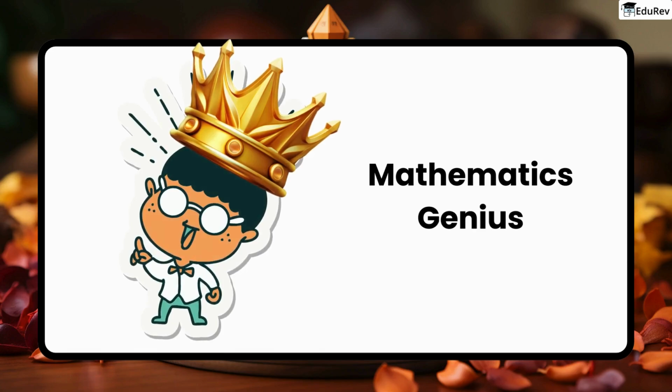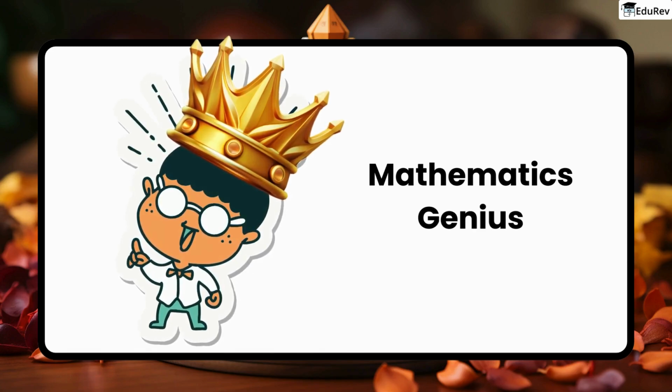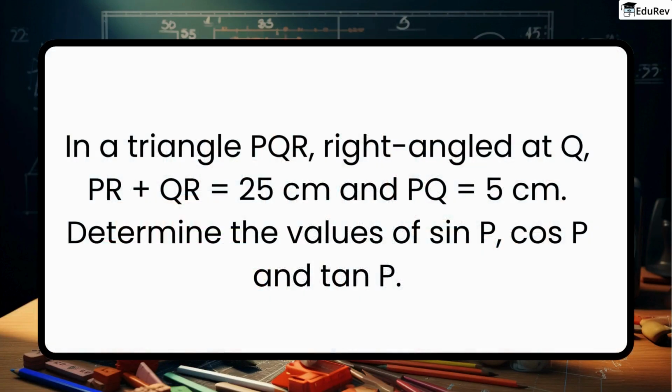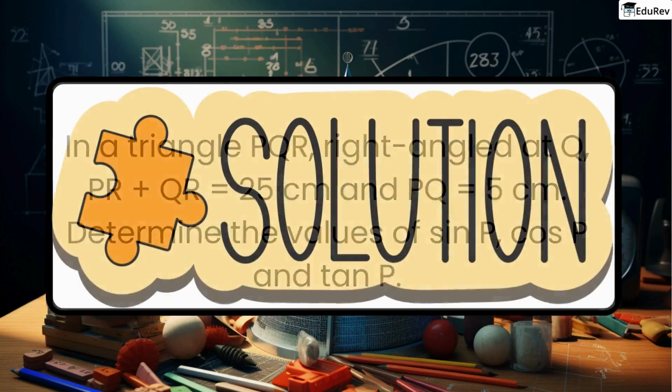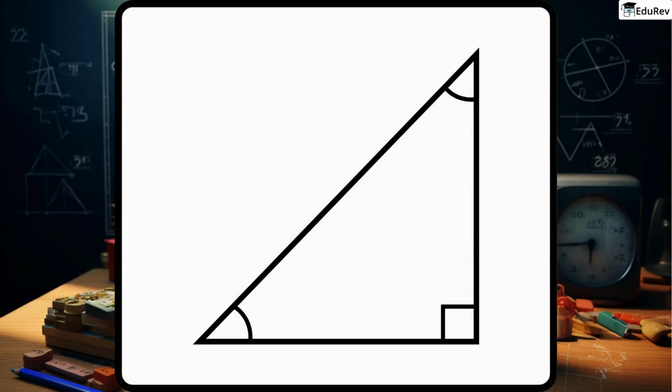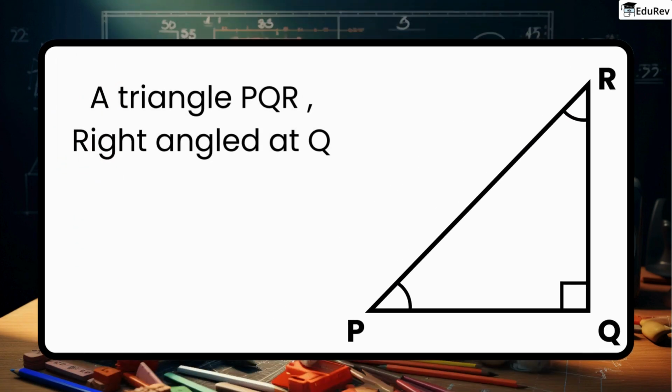Now that we have solved some of the questions, let's try our luck with a complex problem. In a triangle PQR, right-angled at Q, PR plus QR is equal to 25 centimeters and PQ is equal to 5 centimeters. Determine the values of sin P, cos P and tan P. To solve this problem, let us start with drawing a triangle PQR and label it according to the question. Now write down the extra data given to us.